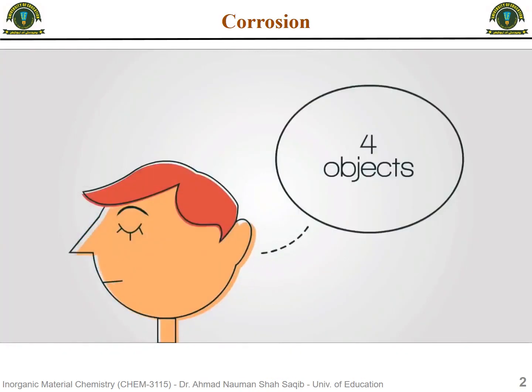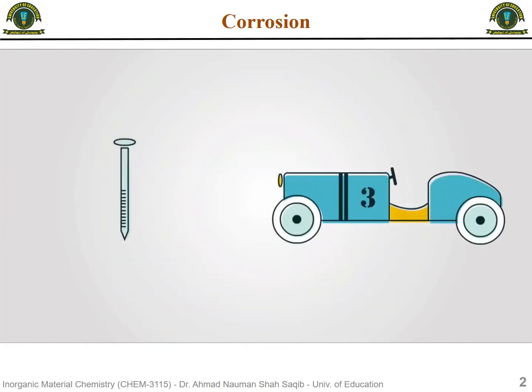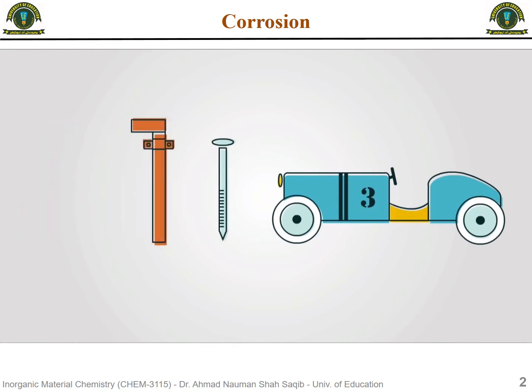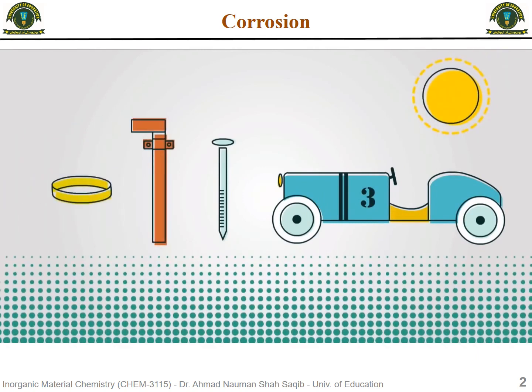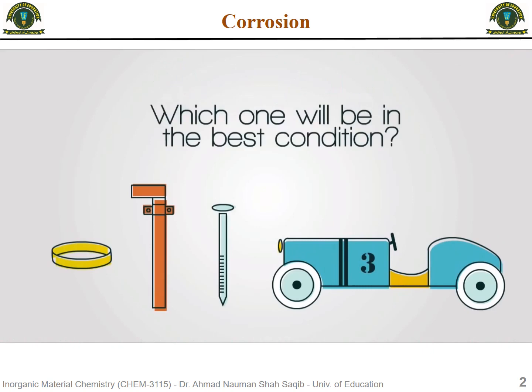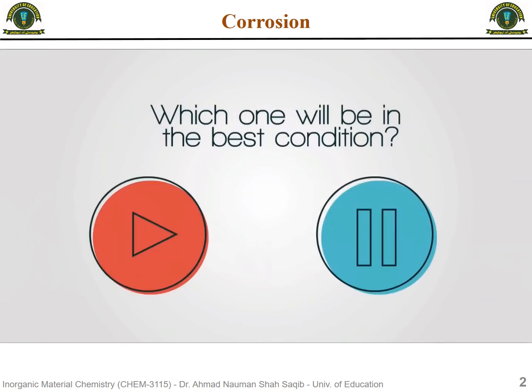Imagine four objects: an aluminium toy, an iron nail, a copper pipe and a gold ring are left out in the open for many years. Which of the four materials do you think will be in the best condition when they are rediscovered? Pause, think and continue when ready.